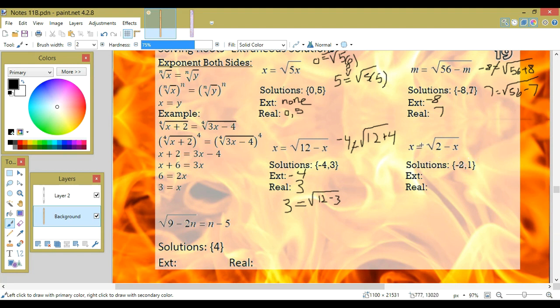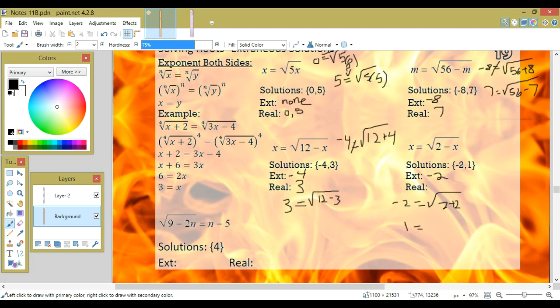Let's plug in these numbers into this equation. So does -2 equal the square root of 2 minus -2? No, because we can't have a negative on the outside of a square root. They can't equal each other because the square root will always be greater than or equal to 0 if it's real. So that means that -2 is an extraneous solution.